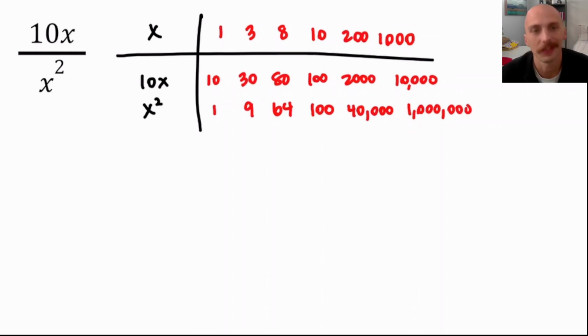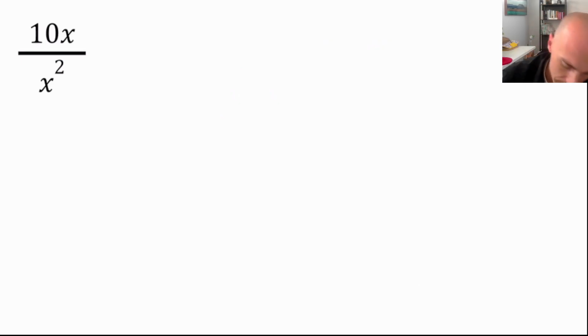So what I'm saying is, as x gets really big, the x squared is going to be much, much larger in value than the 10x. And so what matters is the fact that the exponent on the x squared is higher than the exponent on the x to the first. Okay, and so we're going to be able to determine the end behavior by taking the quotient of the leading terms, is what they say.